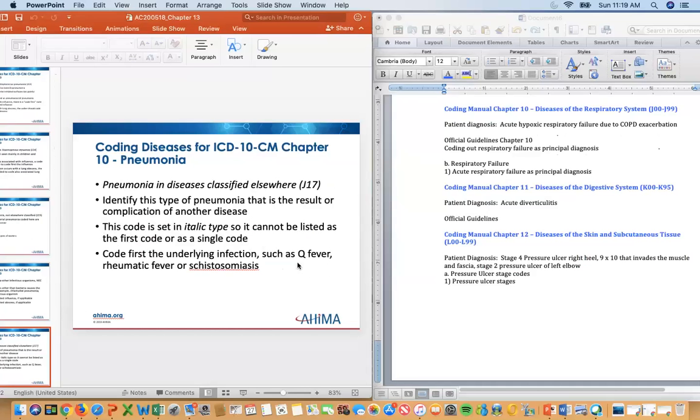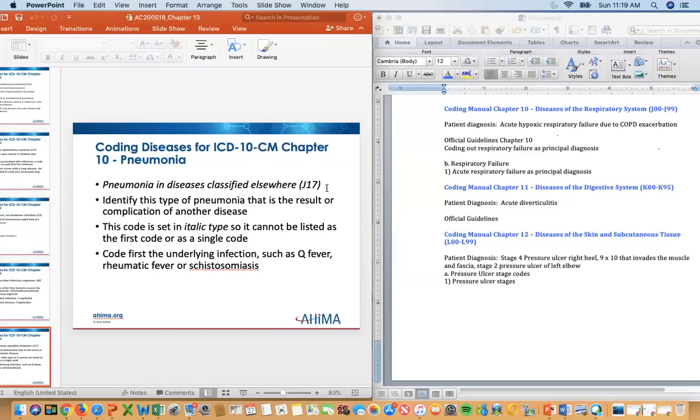Okay, pneumonia in diseases classified elsewhere. It could be a complication of another disease. So again, if it's in italic type, it cannot be listed as the first code or as a single code. You first must code the underlying infections such as Q fever, rheumatic fever, etc. So remember those at the top here.